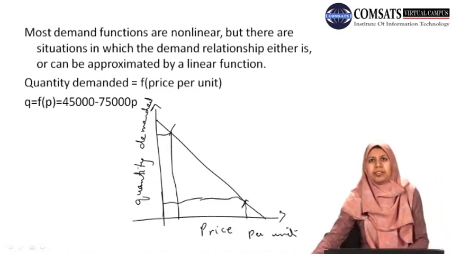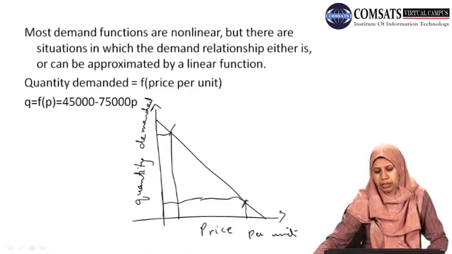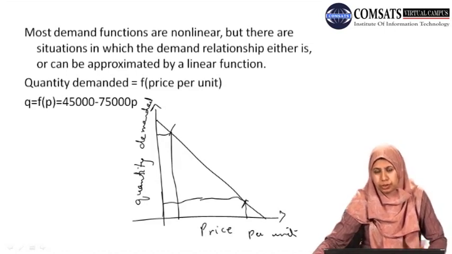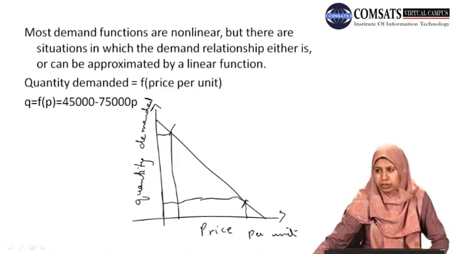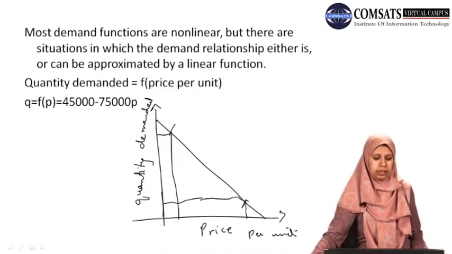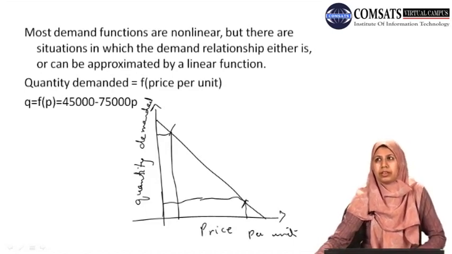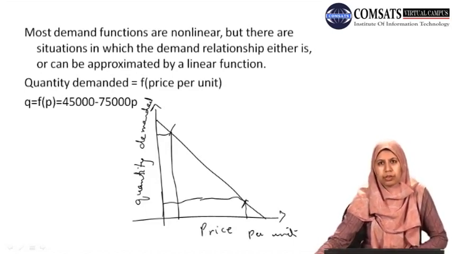So the linear demand function can be expressed graphically as a straight line, and is usually either a constant function or a line with negative slope, that is, a line falling from left to right.